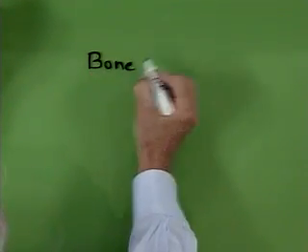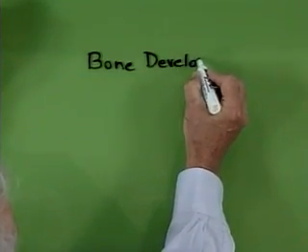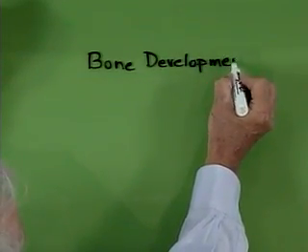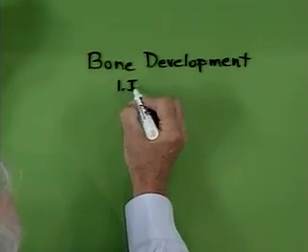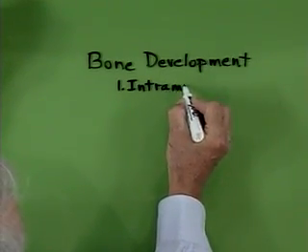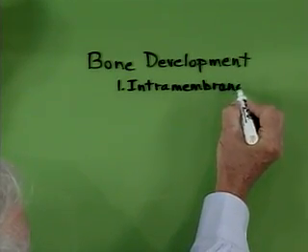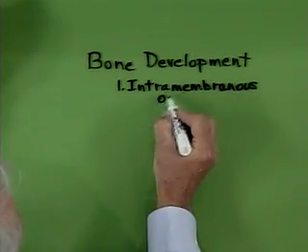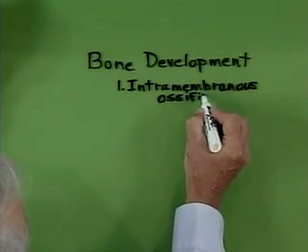Bone development can be divided into 2 forms, or 2 different ways that bones develop. One of them, the simpler one, is called intramembranous ossification. Let's look at this word, intramembranous. Kind of a long word. Ossification is just a word that means bone tissue formation.